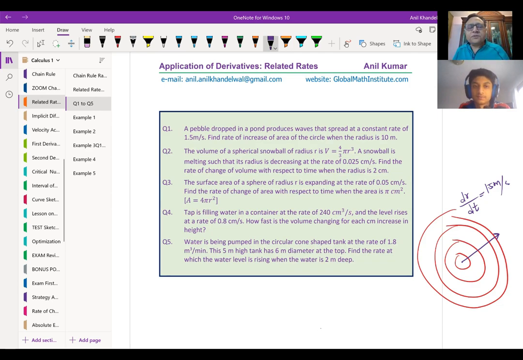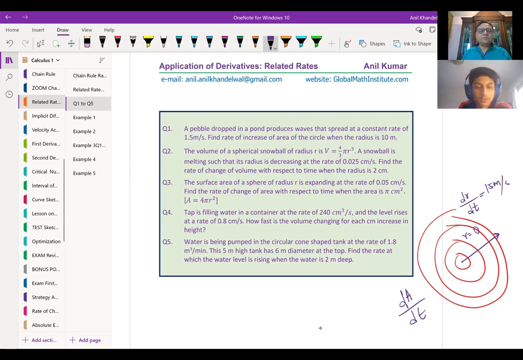So, a very simple question. A pebble dropped in a pond produces waves that spread at a constant rate. This rate is constant, 1.5. Find the rate of increase of area of the circle when the radius is 10. So when r equals 10, you have to find dA/dt. So we have related one thing with the other. That is the whole concept of this particular unit. Very practical questions are there. All the questions are like this. So you have understood. We will do this question soon. Can you please read the others?